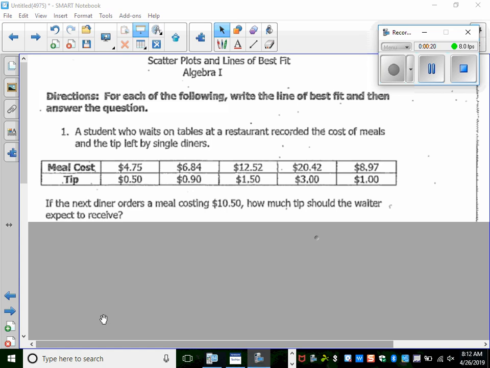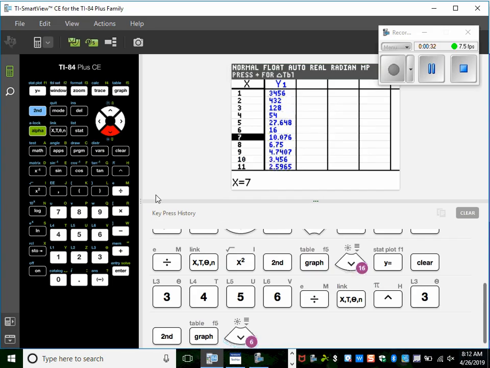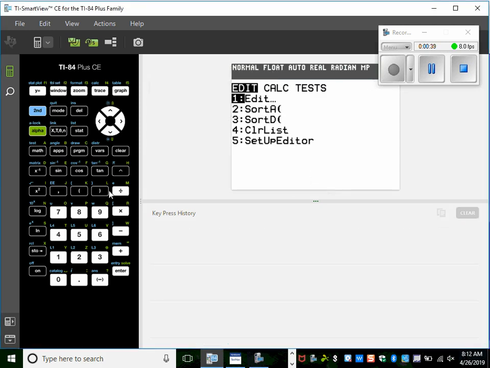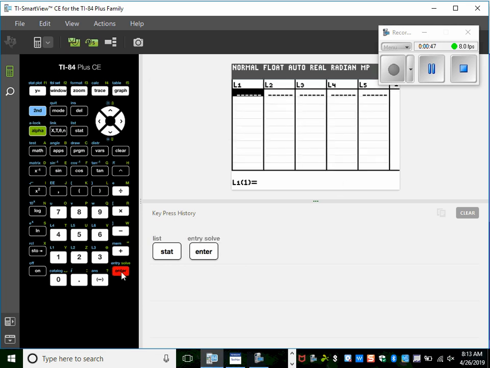What I want you guys to do is take your calculators, and we're going to input this data into your calculator. You remember for line of best fit, we hit stat, and then you hit enter. Some of you might even want to write these steps down.